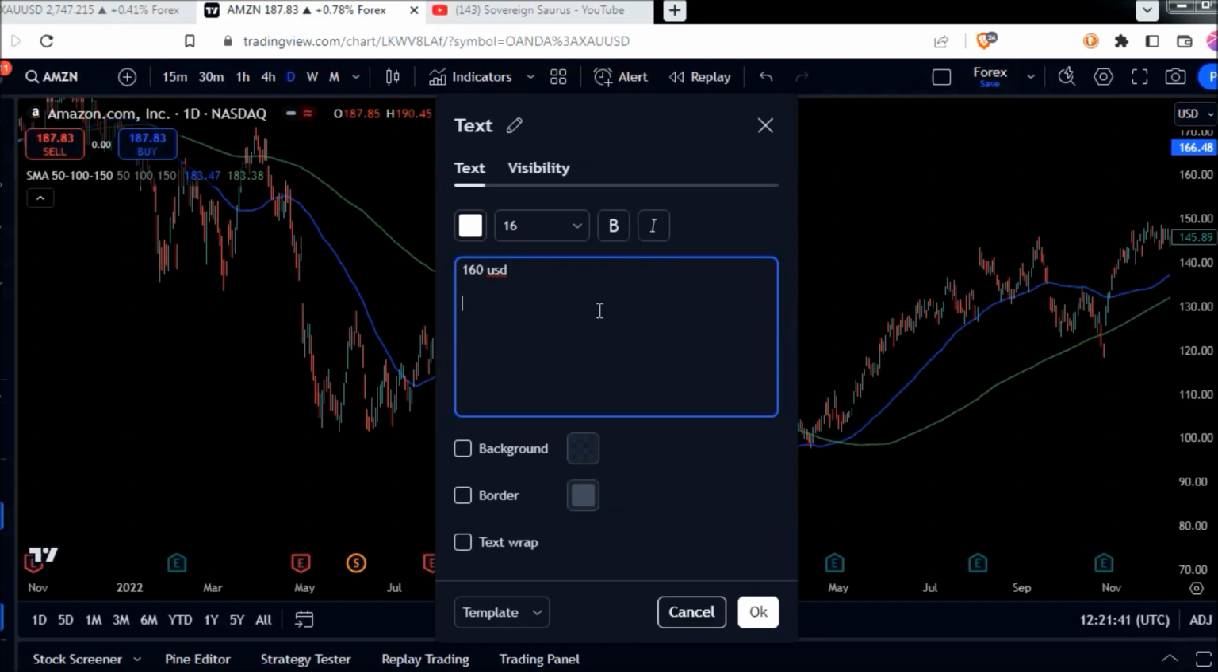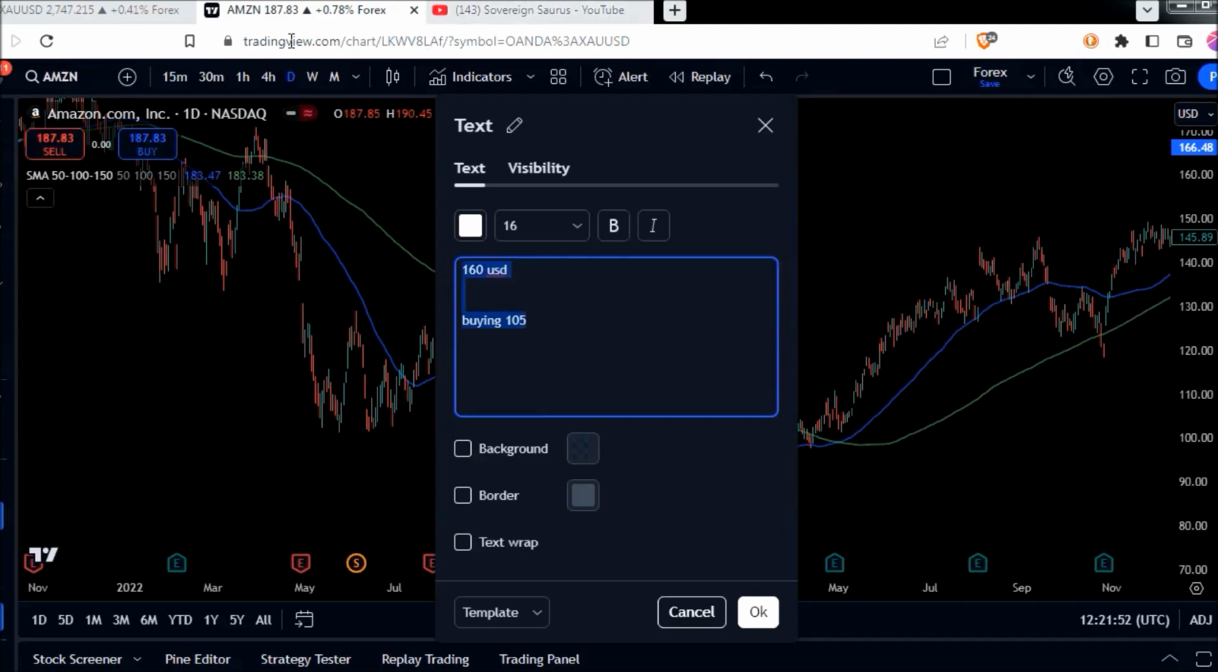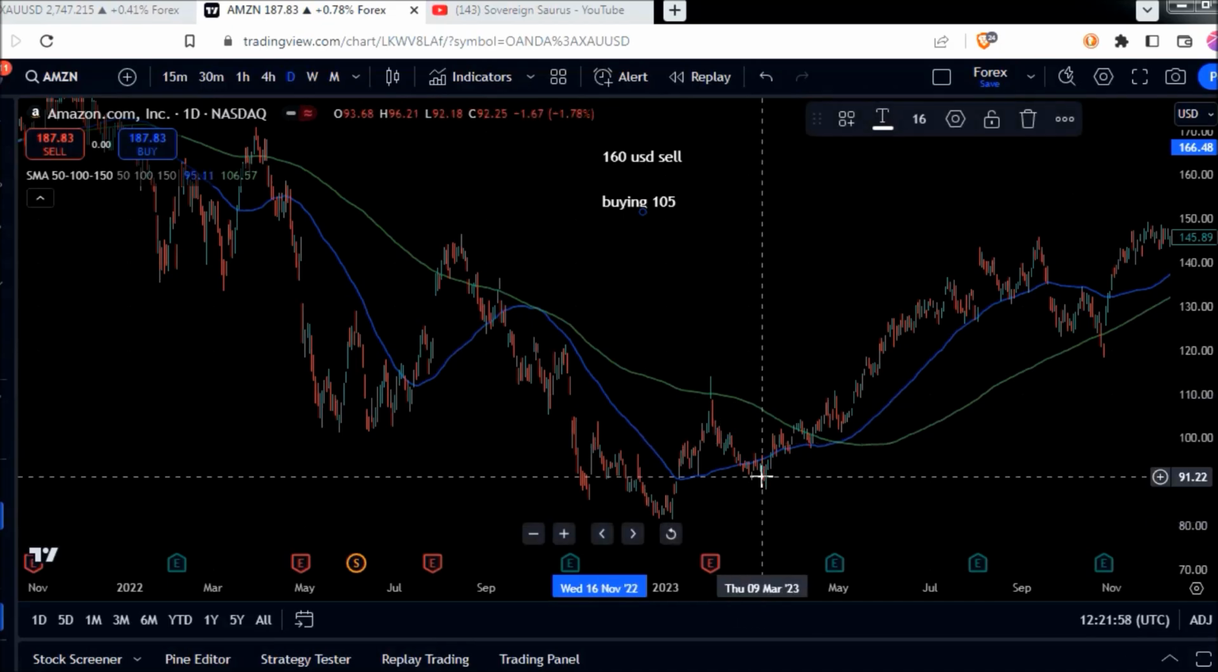So now we're buying. Let's keep that, and we're buying 105. What have I done there? Let's close that. We sold at 160, we're buying back at 105, okay?